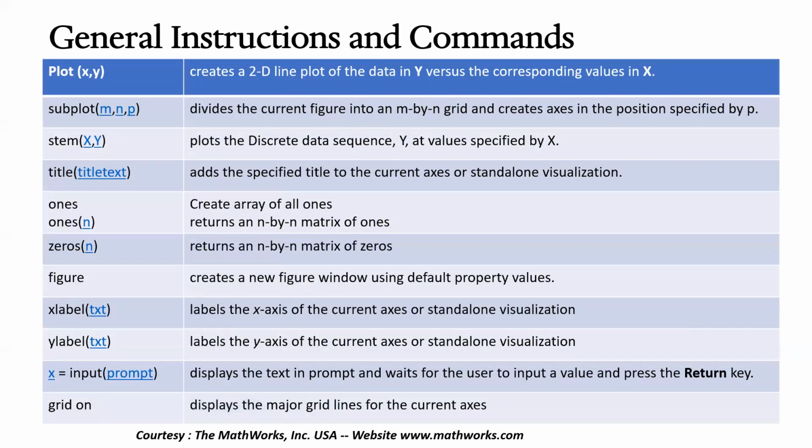Next one is grid on. As the name suggests, grid on displays the grid lines in the entire plot, that is, in the entire axis. Axis means X and Y, with grid lines connecting to each other. In the same terminology, we can also mention grid off. It is mainly used for the removal of all the grid lines from the current axis.